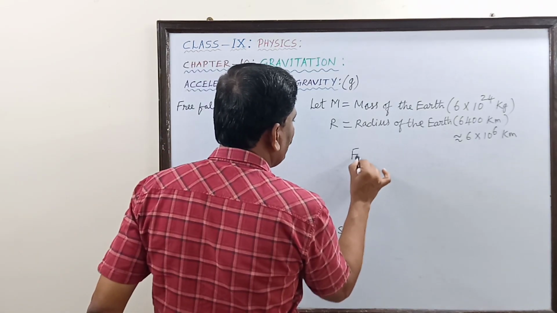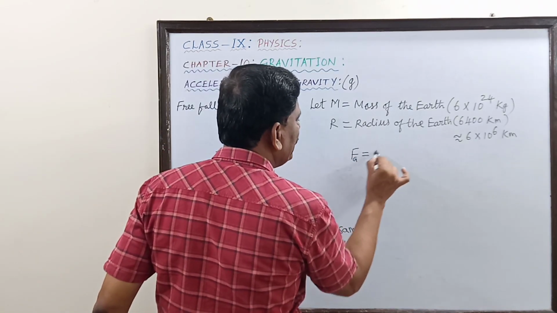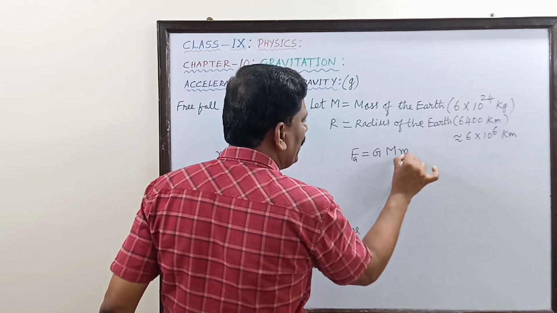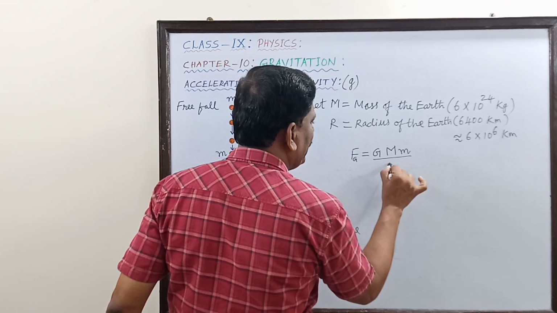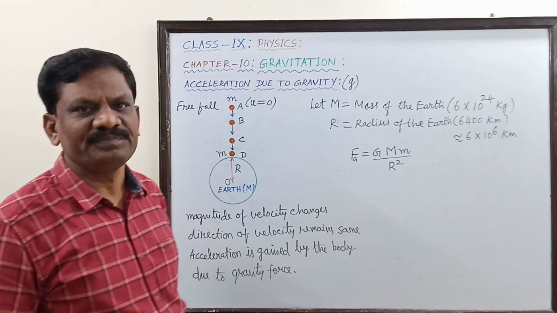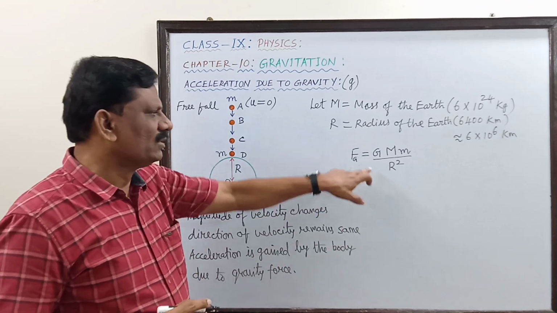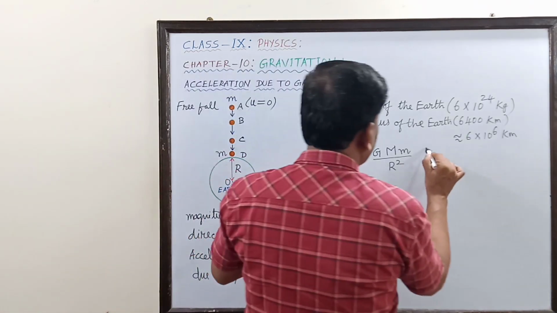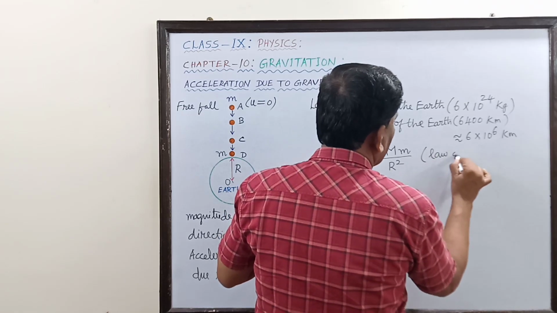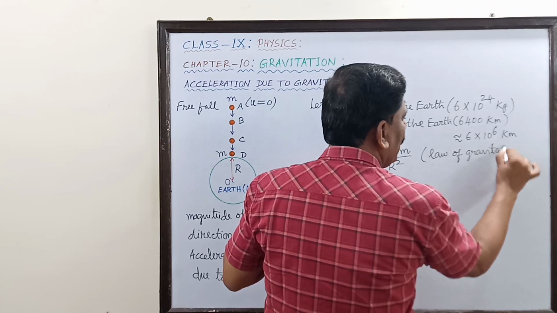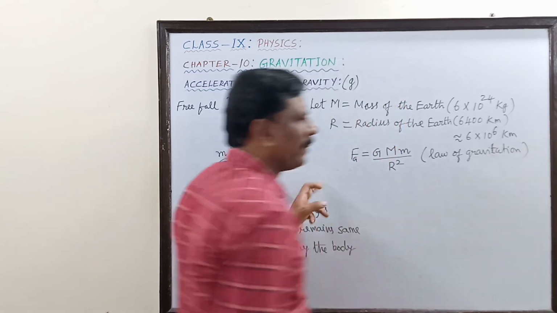The gravitational force Fg is equal to capital G into mass of the earth into mass of the body divided by the distance square, that is equal to R square. Isn't it? So this is from which law? This is from Newton's law of gravitation, or the universal law of gravitation.